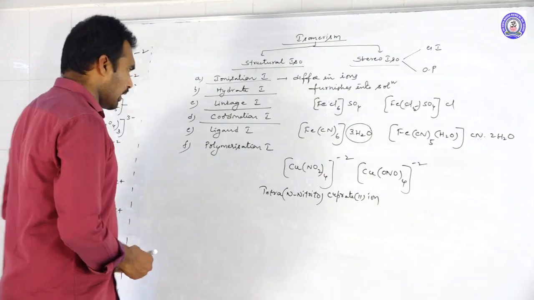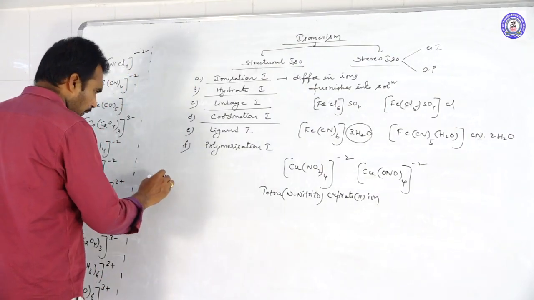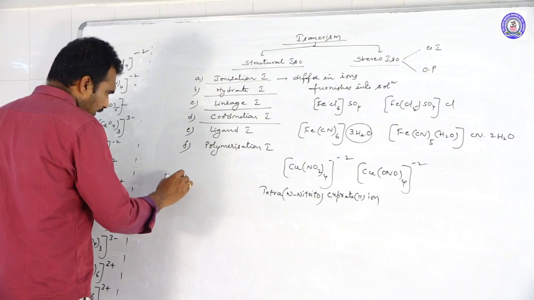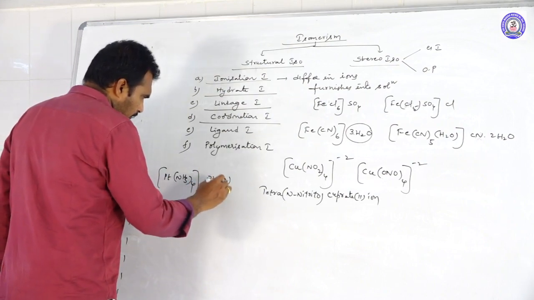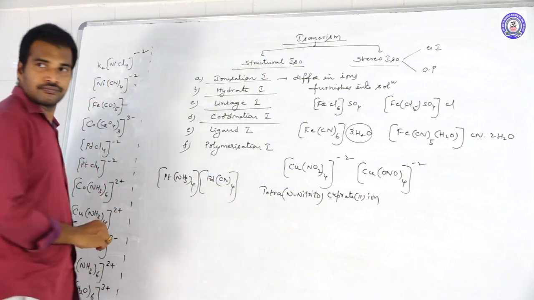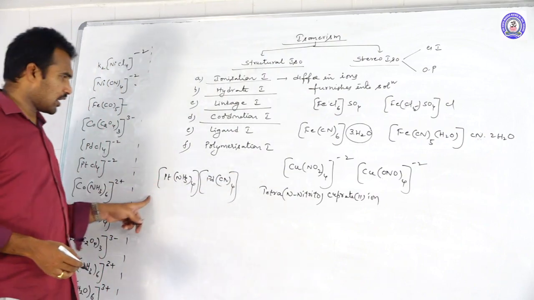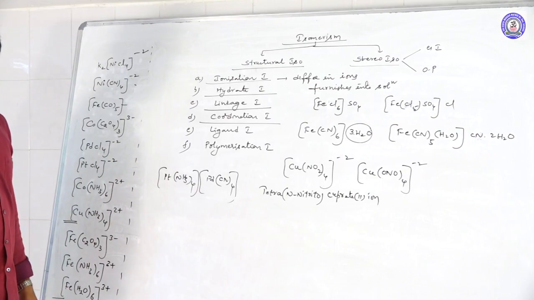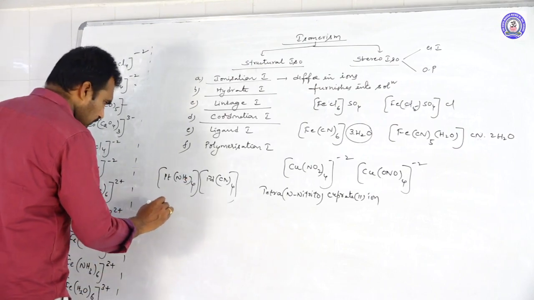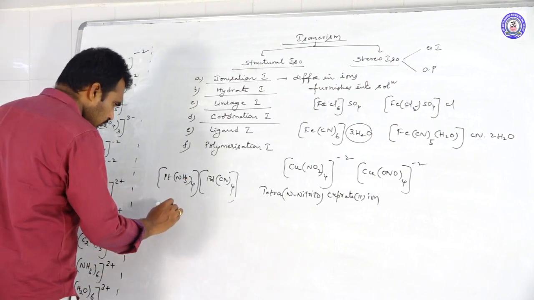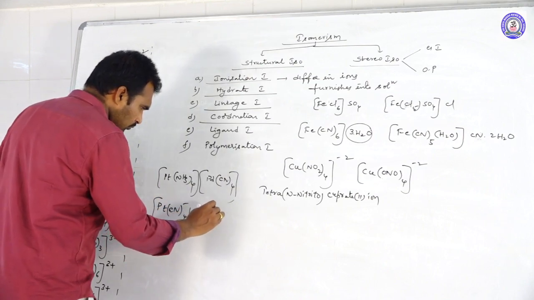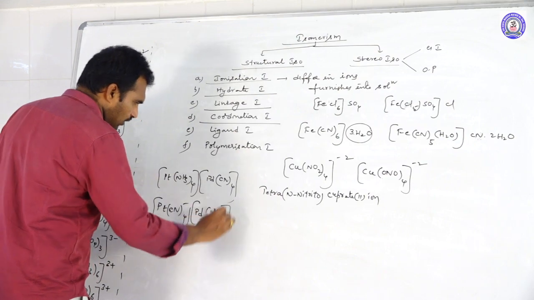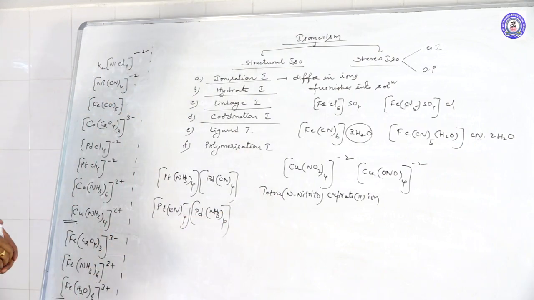For example, I will give you an example here. See, platinum NH3, palladium CN4. This is the complex one. This is the cationic sphere and this is the anionic sphere. In this case, this is one, and next one, platinum CN4 palladium NH3 4. Now tell me, are these two coordination isomers or not?